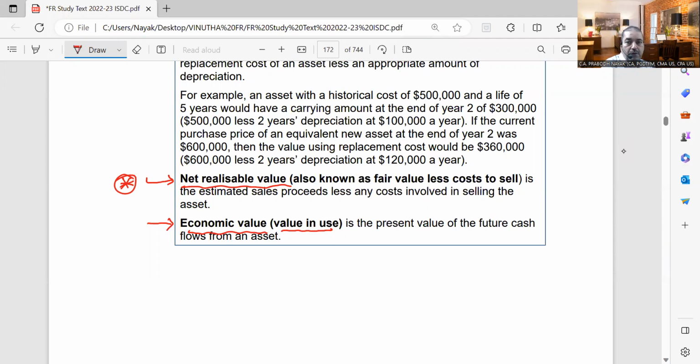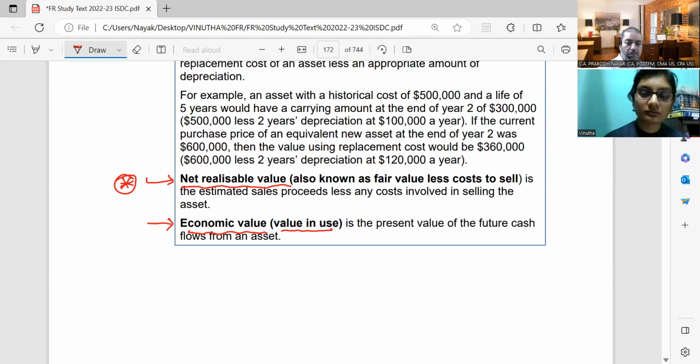So suppose the fair value, the market value of an asset is $10,000. But you have to make some modifications to sell the asset, costing $1,000. So what is NRV? 10,000 minus 1,000, $9,000. That is the NRV. So NRV is actually what? Fair value, fair value means market value, minus the cost to sell. Whatever cost you are going to incur to sell the asset, that will be deducted from the market value. And that will become your net realizable value. Clear?